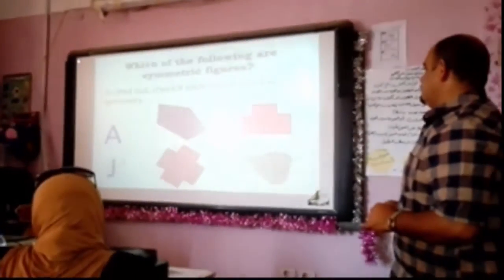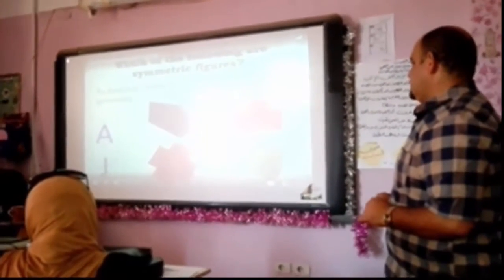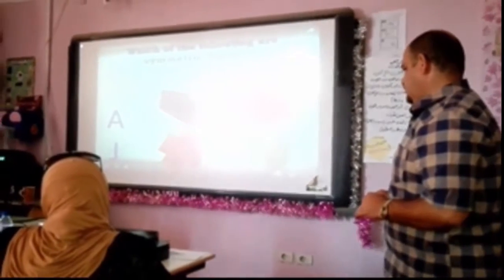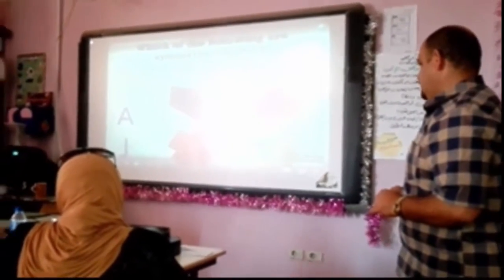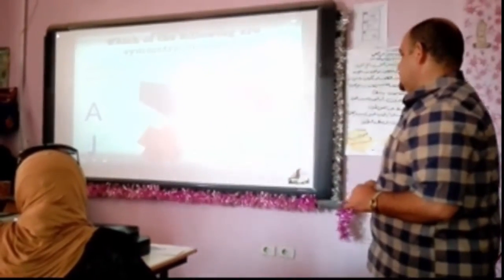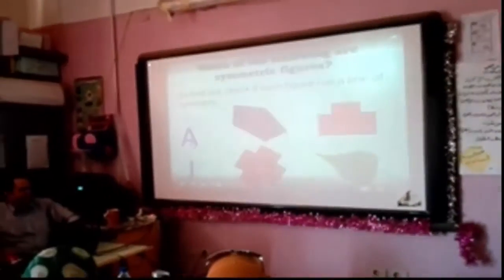And the last one, the leaf. Is this a symmetric figure? Oh yes, it is. If I go down the middle like that, this is a symmetric figure. Alright, so the A, this, and this are all symmetric figures, except for the J.